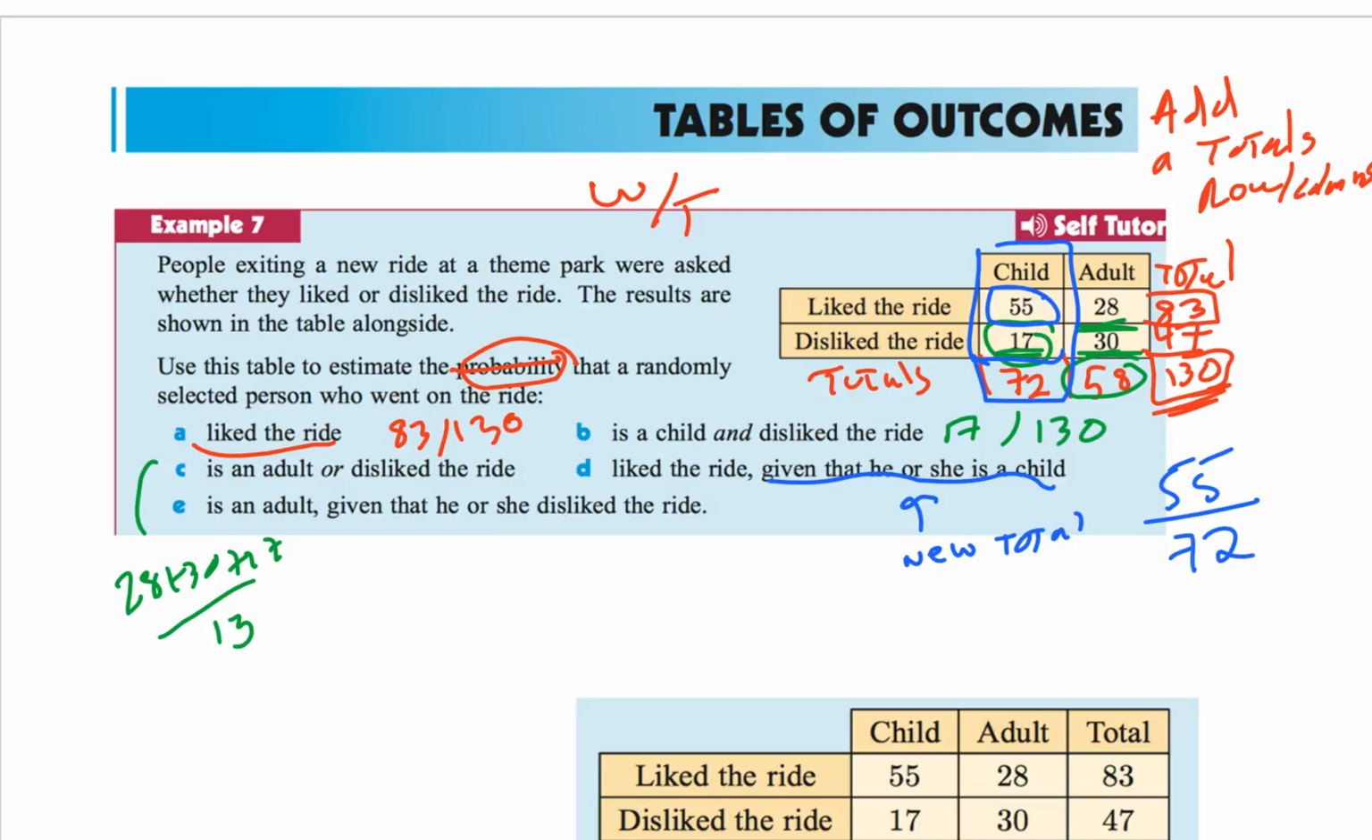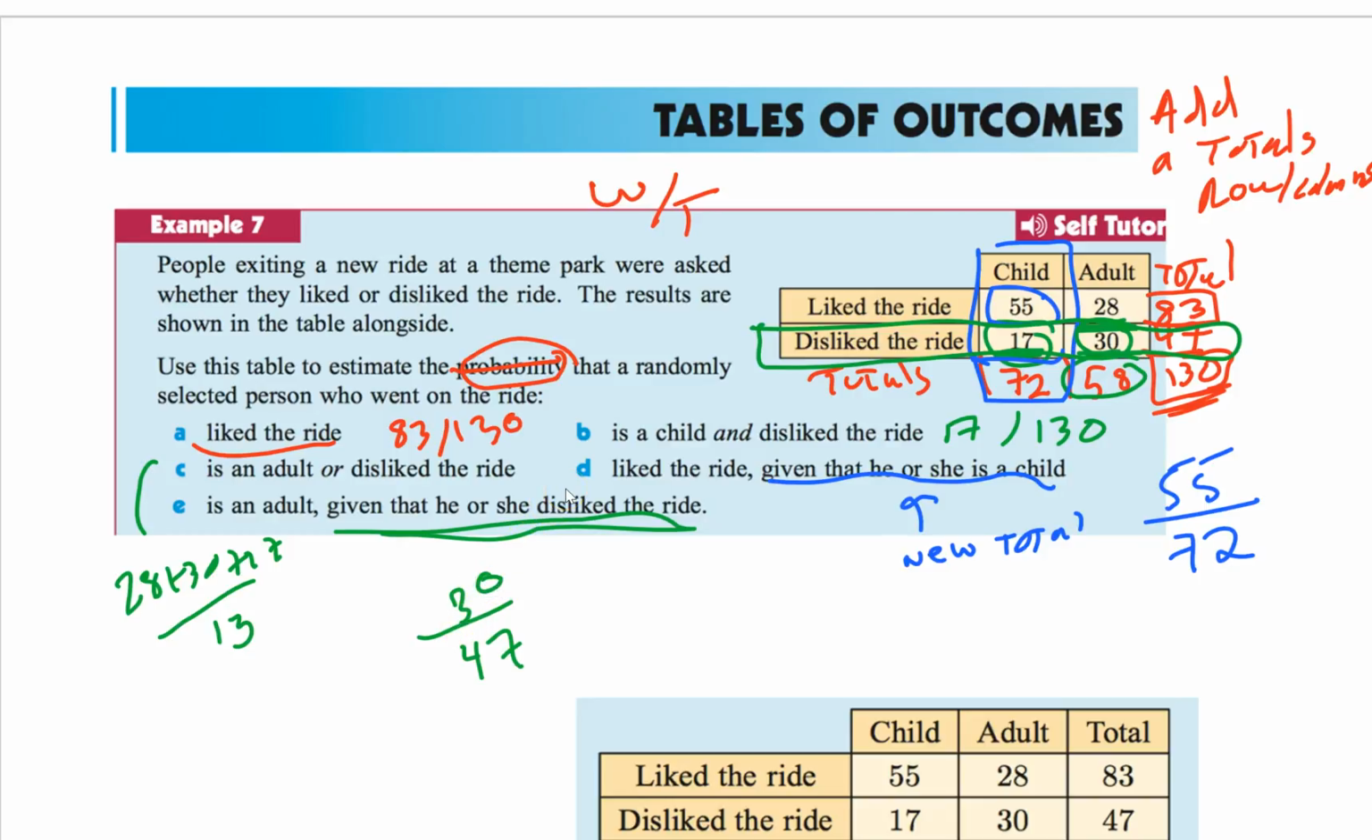So let's practice that same idea right here. Is an adult, given that he or she disliked the ride. Again, your total is just disliked the ride. So look at this little box right here, if you can see through all that Jackson Pollock writing. My new total is just going to be disliked the ride, so 47. And then the question is, how many of them are adults that disliked the ride? So of the people that disliked the ride, 30 of them are adults.